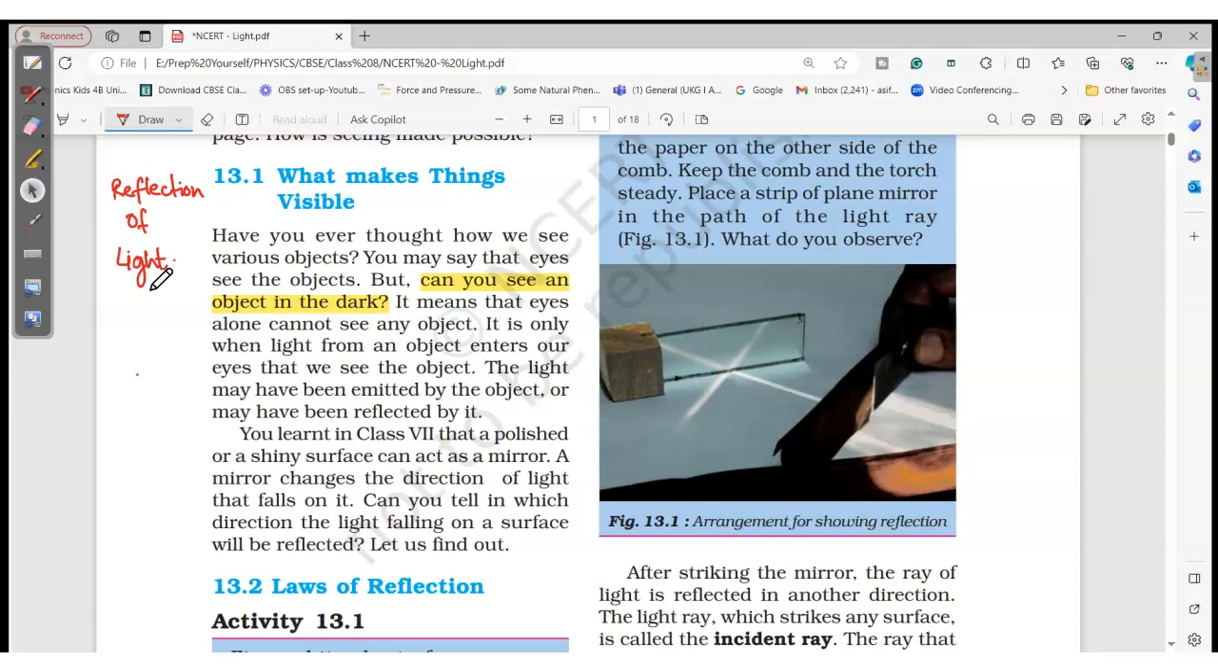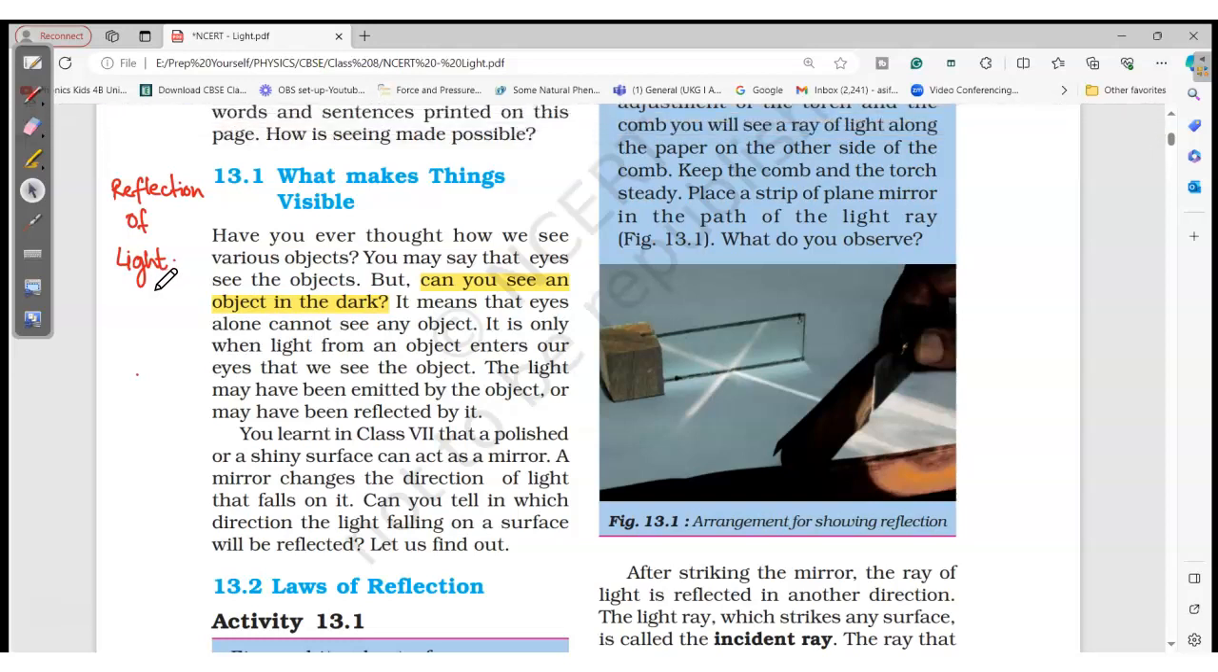Okay, so when light falls on an object, it gets reflected and it gets reflected back and it reaches our eye. That reflected light that reaches our eye makes things visible to us. All right, clear? So we will get into the details of reflection of light.